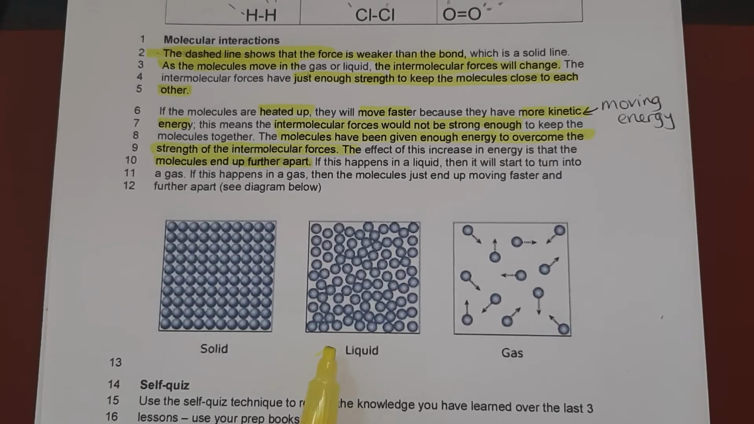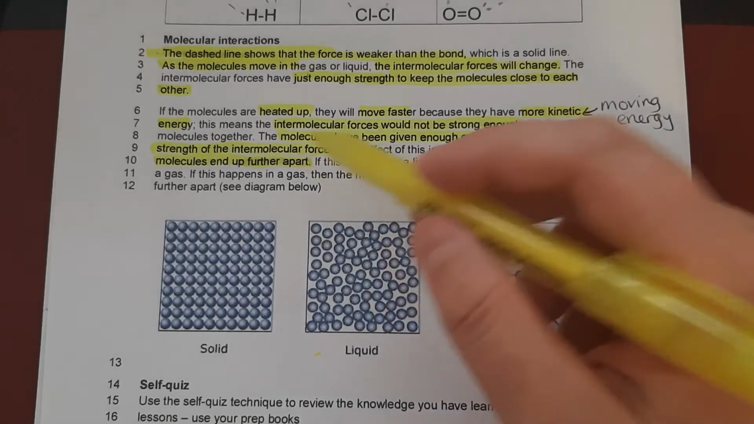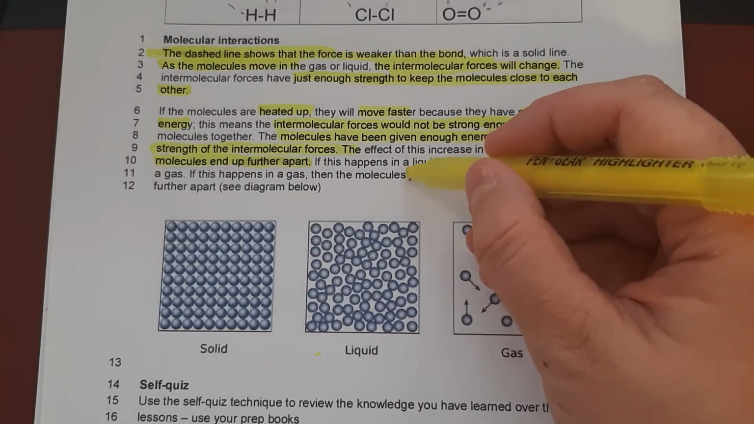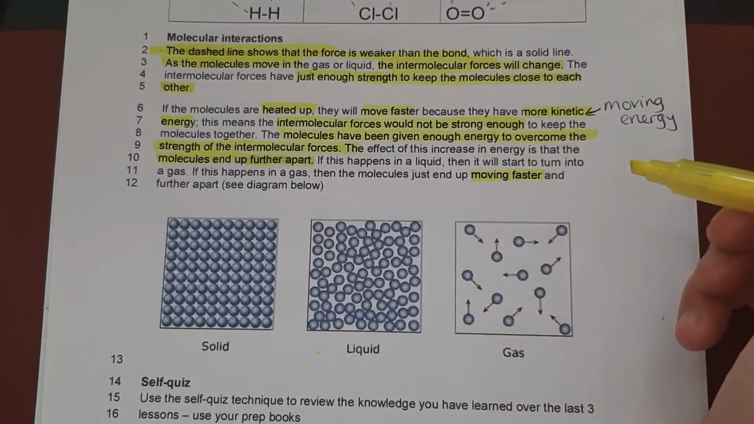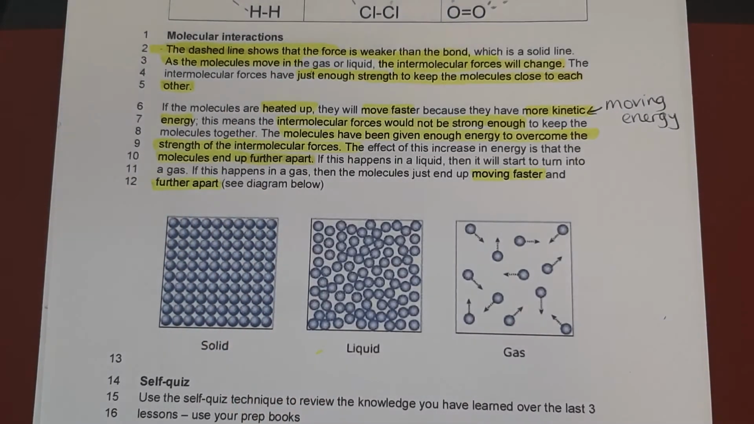And then as it changes from a liquid into a gas, because it's got more kinetic energy, even more of these intermolecular forces will be broken. It will overcome the strength of these intermolecular forces, and they'll be free to just move around, turning into a gas. If it happens in a gas, well then the molecules just end up moving faster and further apart. So, a brief review here on what these phases are called.